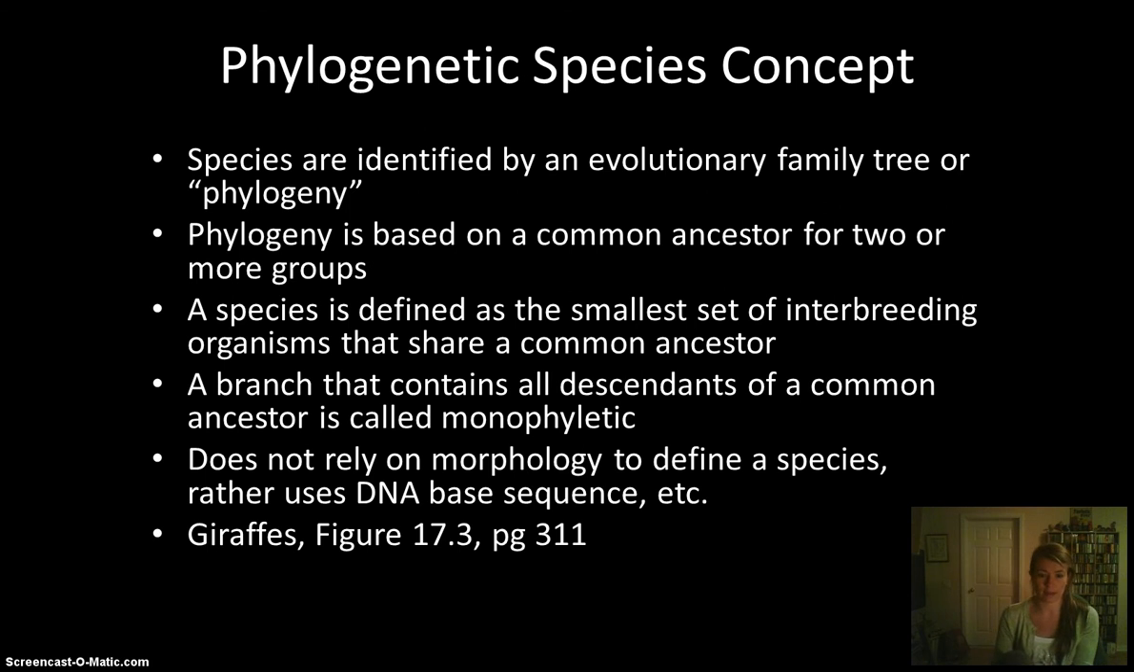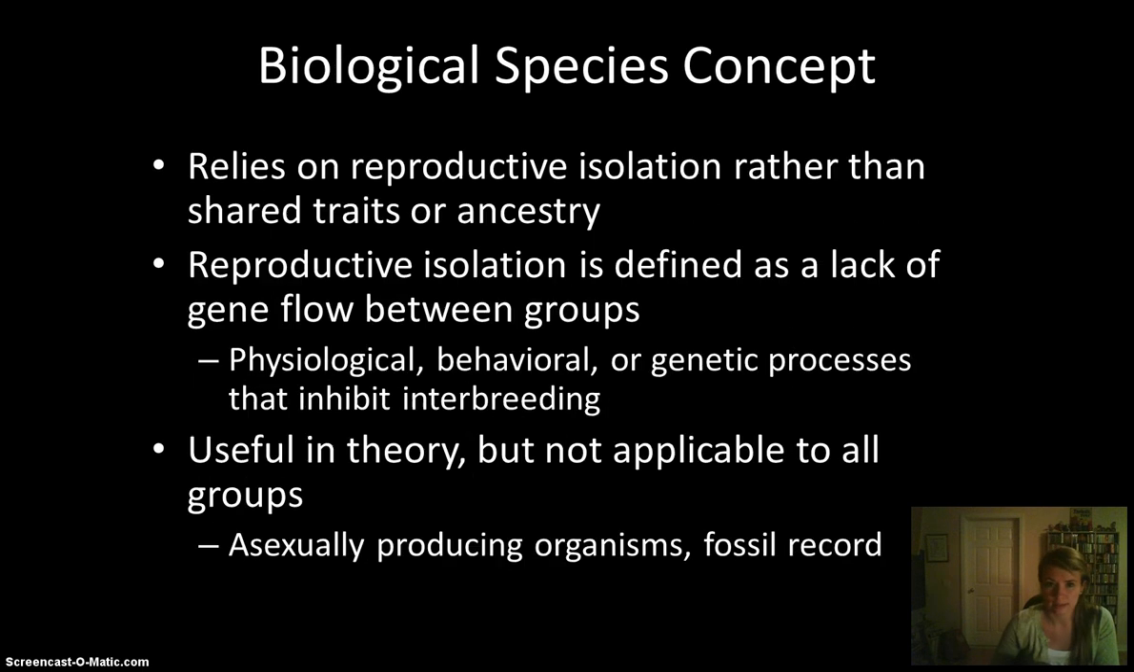That is called monophyletic. And the good thing about the phylogenetic species concept is that it does not rely only on morphology to define a species. Rather, it actually looks at the DNA base sequences and things like that. Now, an example would be the giraffes that are shown in figure 17.3 on page 311 of your textbook. And it's shown how they appear to be very similar, except for their spots are a little different shaped. But when they actually looked at their DNA base sequences, they were able to see that there were 5 distinct groups, and they formed an evolutionary tree. And so they all share a common ancestor, but they're actually 5 different species.